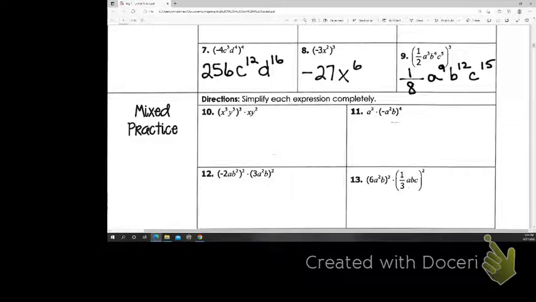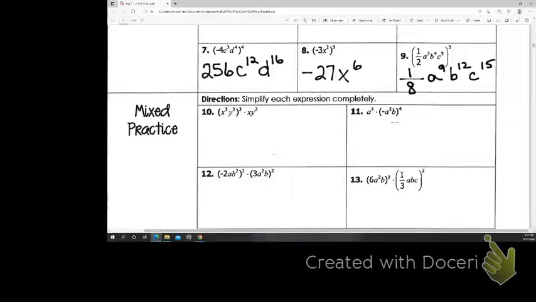And then our mixed practice is really using power rule and then product rule. So if there's an exponent on the outside of parentheses, we're going to get rid of those exponents first using power rule, and then it's going to turn into a problem like the previous page where we're going to add the exponents from the two products because we're going to multiply it all together at the end.